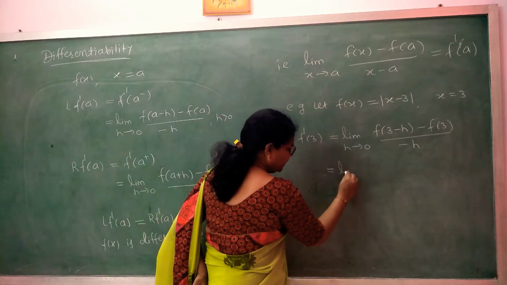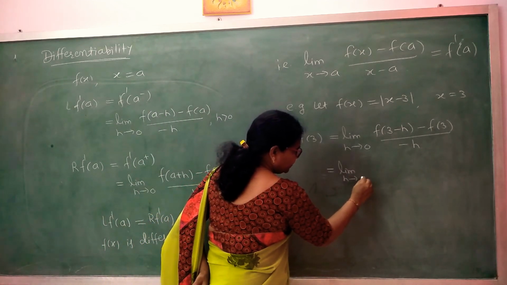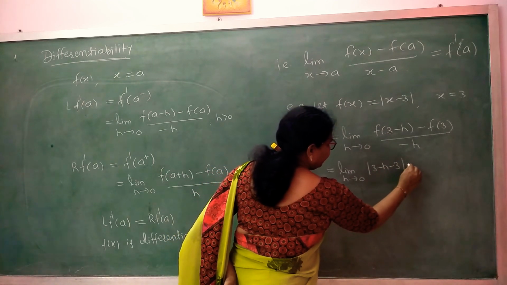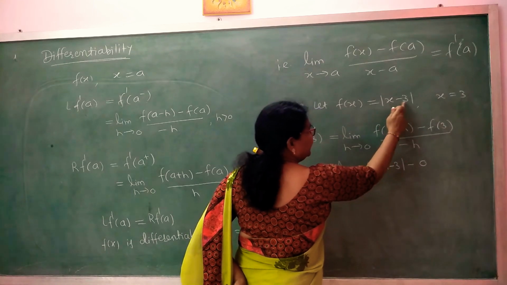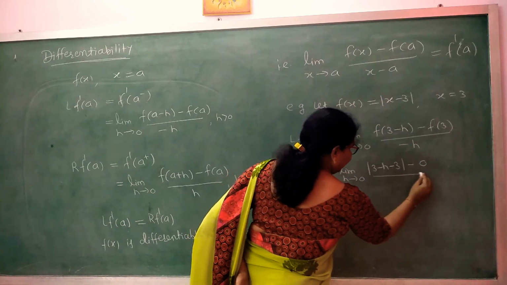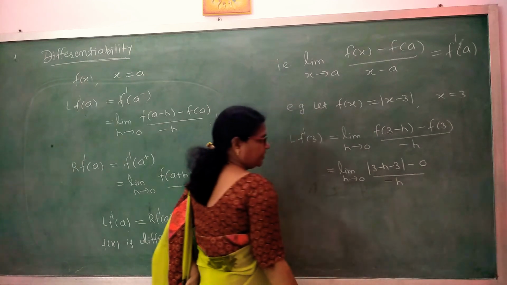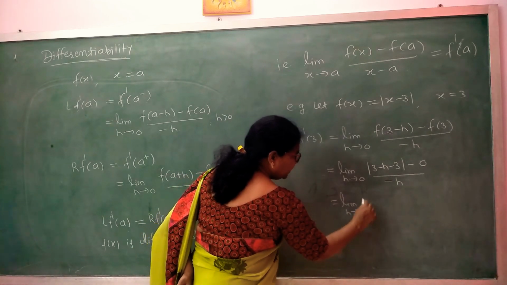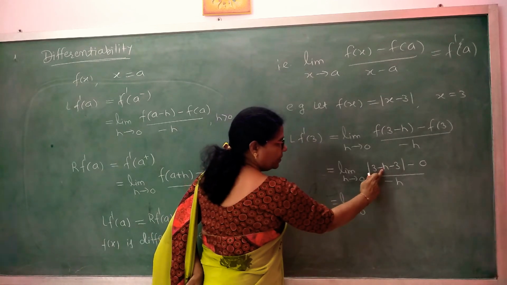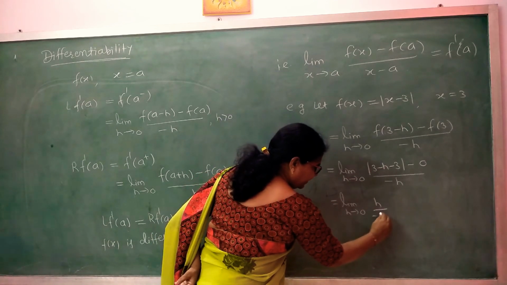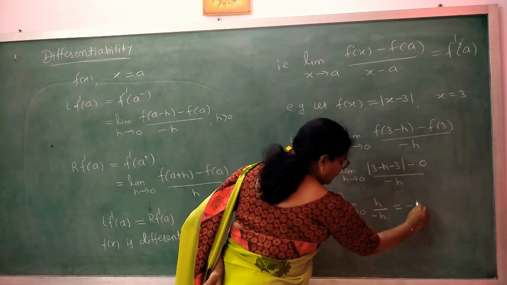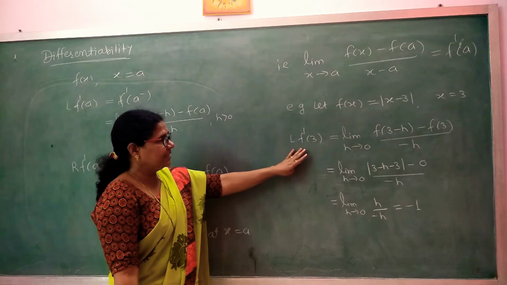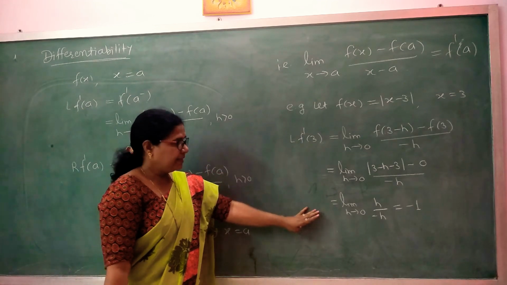That is equal to limit h approaches to 0 of mod of 3 minus h minus 3, minus 0 (here 3 minus 3 is 0), divided by minus h. That means limit h approaches to 0, here 3 minus 3 is 0, and mod of minus h is h, divided by minus h, equal to minus 1. Means the left hand derivative of f of x at x equal to 3 is minus 1.